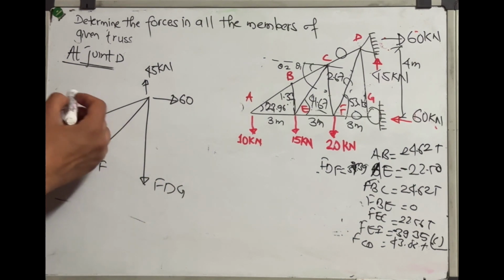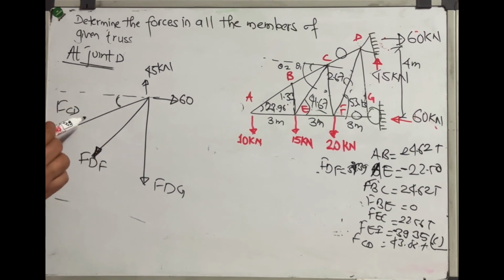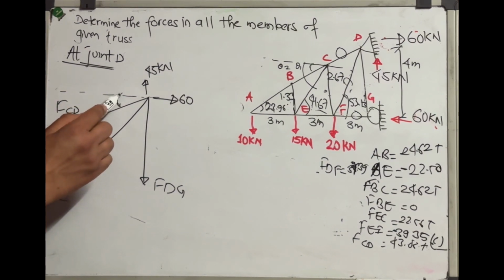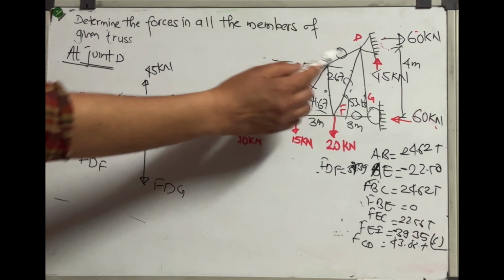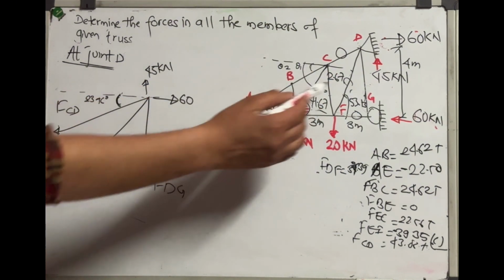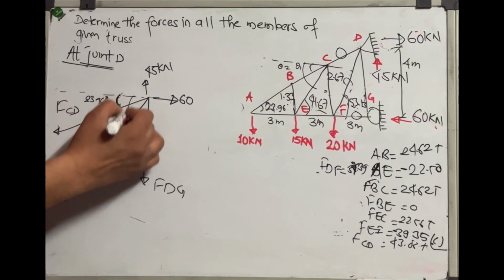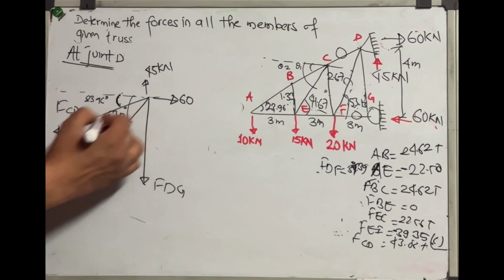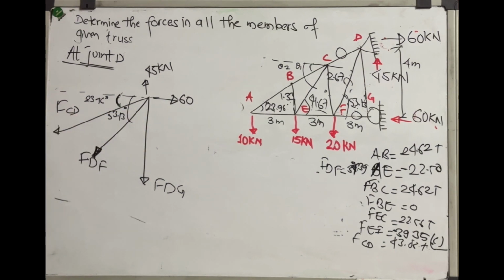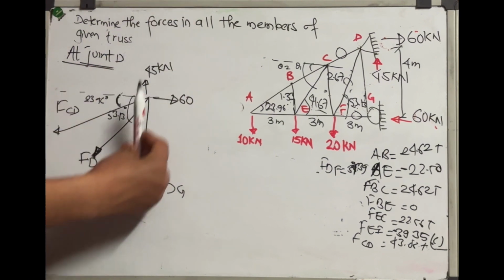Okay. So now, this angle is what? Look, this angle is CD, so it is 23.96 degrees, and this DF angle is 53.13 degrees. So now what you can do is take the summation of force in the upward direction.